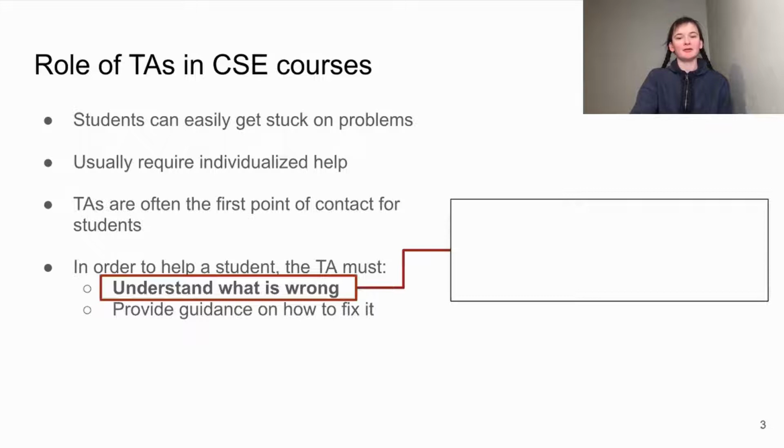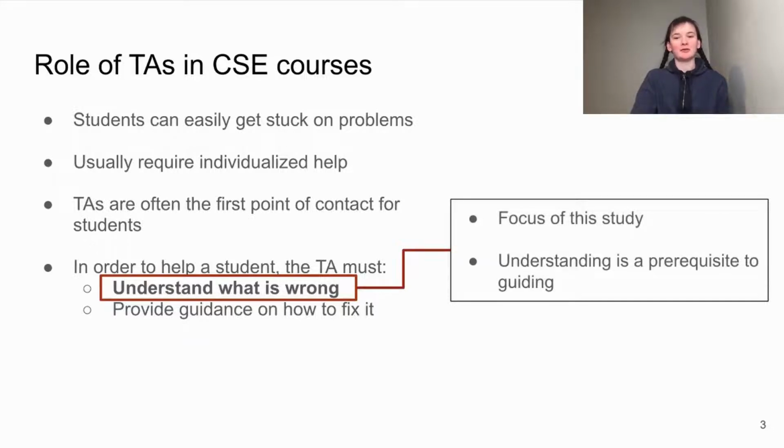This first part, understanding what's wrong, is the focus of our study. Understanding what's wrong is a prerequisite for the second part, providing guidance, because if the TA doesn't understand, then it's going to be very hard for them to provide guidance that's actually helpful.